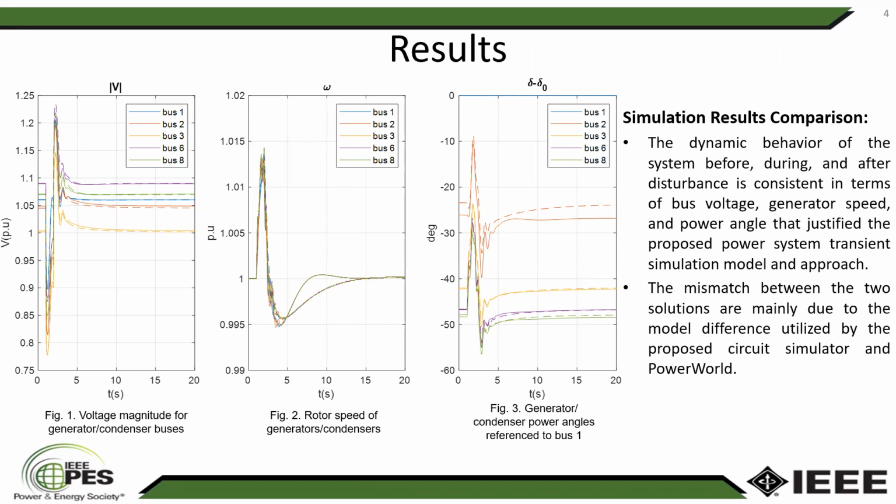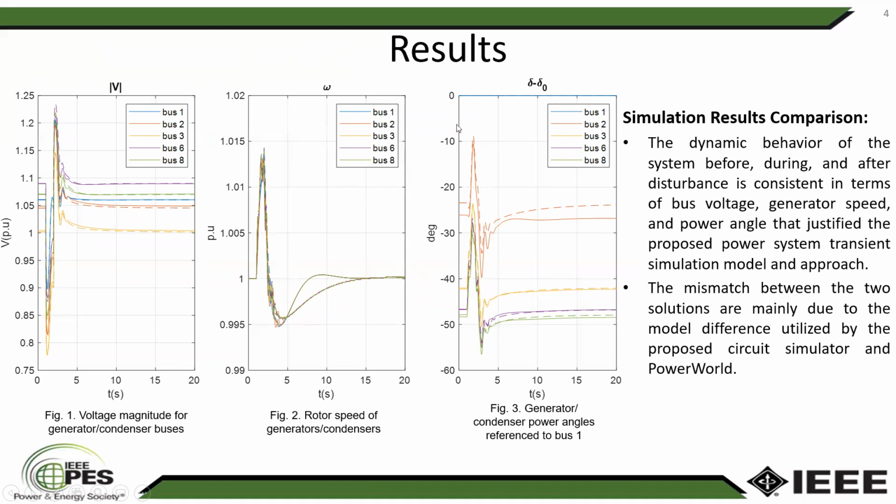When the voltage drops, generation power could not fully transmit into the power grid. The unbalanced mechanical power and the electrical power accelerate the generator speed. It takes several seconds after the fault is cleared that the system settles down to an equilibrium point. The dynamic behavior of the system is consistent in terms of bus voltage, generator speed, and the power angle, which justifies the proposed power system transient simulation model and approach.